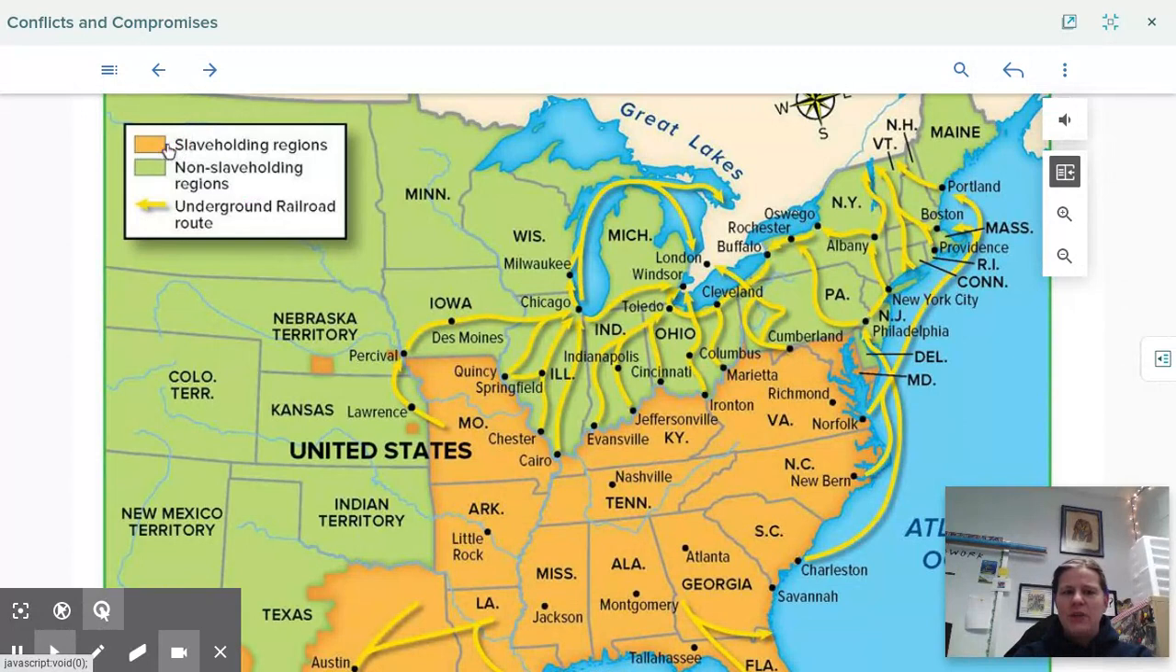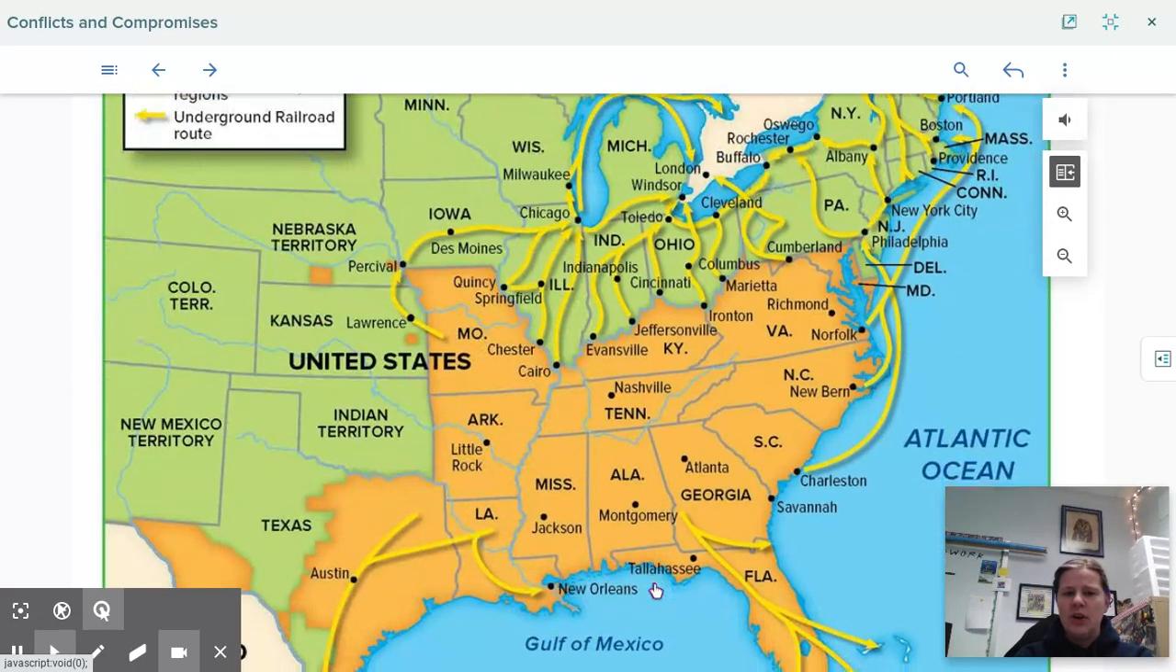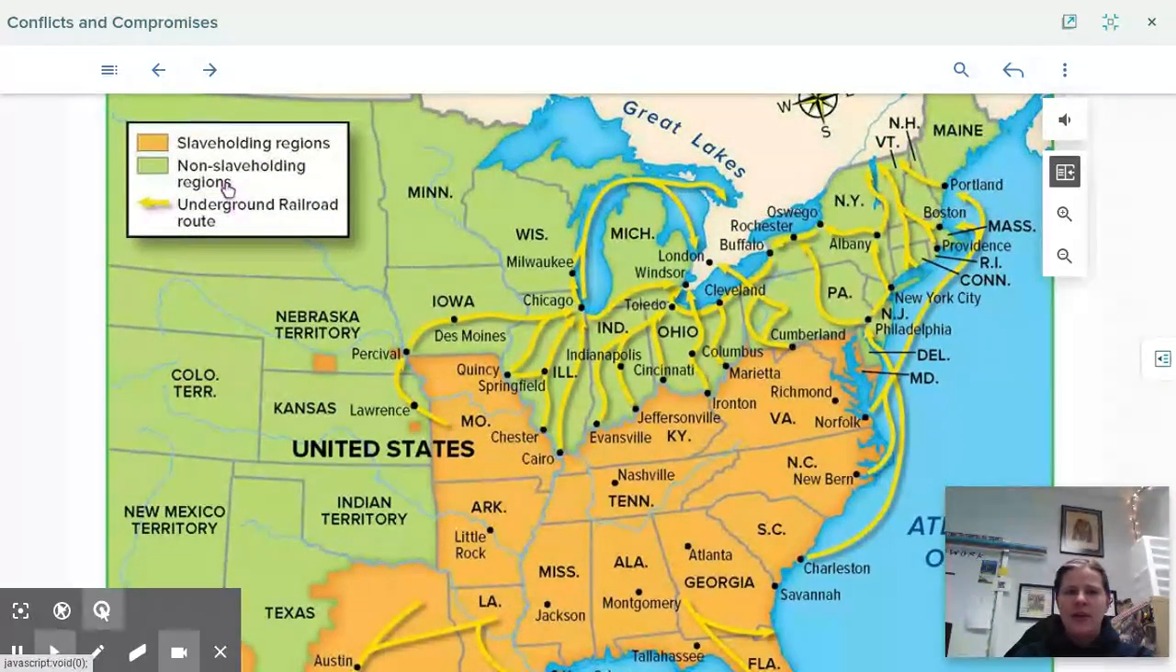So in the orange, you have slave holding regions. So these are all in orange. So those are the lands that allowed slavery. And then in the green, we have non-slave holding regions. So this is all non-slave holding. Okay. And then those yellow lines are all different routes of the Underground Railroad.